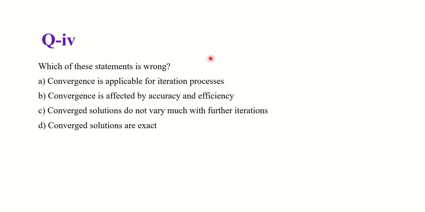Question 4. Which of these statements is wrong? Convergence is applicable for iteration processes. Convergence is affected by accuracy and efficiency. Converged solutions do not vary much with further iterations. Converged solutions are exact.